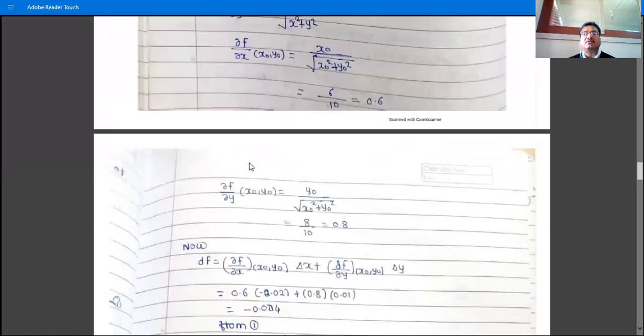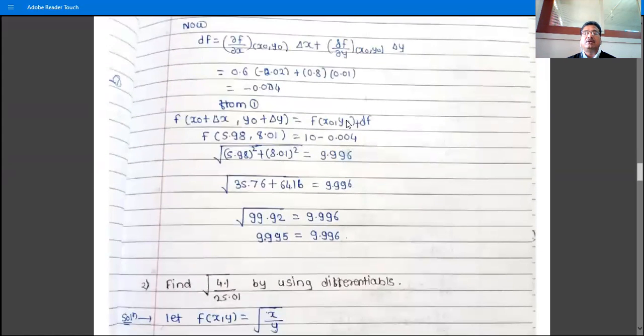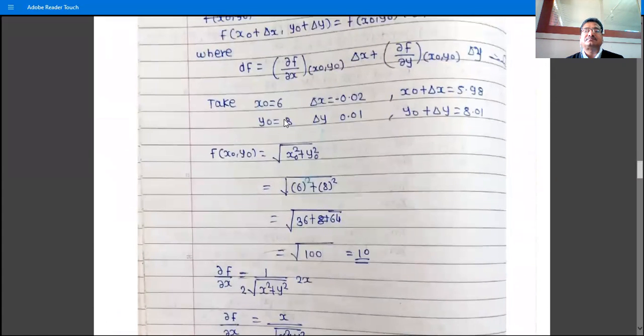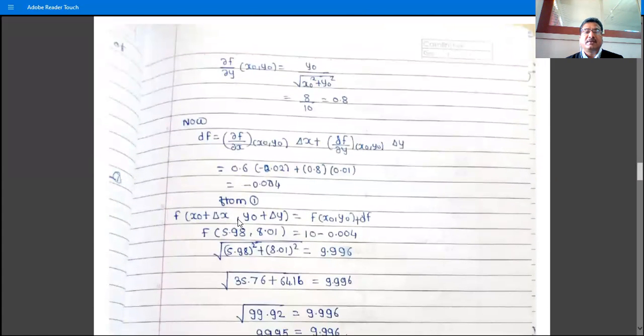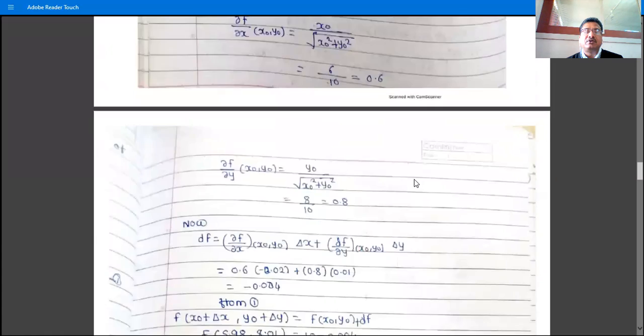And then we write f of (x naught plus delta x, y naught plus delta y) is equal to f of (x naught, y naught) plus df, right? This formula. And substitute the values. Value of f of (x naught, y naught) is 10, minus value of df is minus 0.004. And therefore, what is this? x naught plus delta x is 5.98. And y naught plus delta y is 8.01.